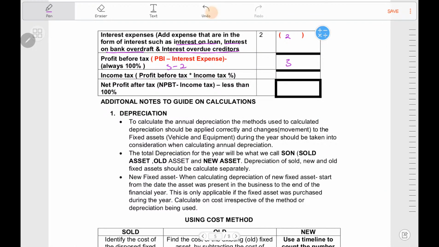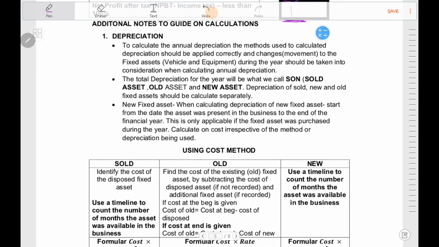Then if we want to calculate the income tax, the income tax is always calculated based on the profit before tax. Let's assume that it is 30%, and our 30% here is 2. Then it should be in brackets. Now to find the net profit after tax, you take the net profit before tax, then you subtract the income tax, then that'll give you the net profit after tax. So here it will be 3 minus 2, so it will be 1. Then that is your net profit, and this is the amount that you are going to take to what? To the retained income.